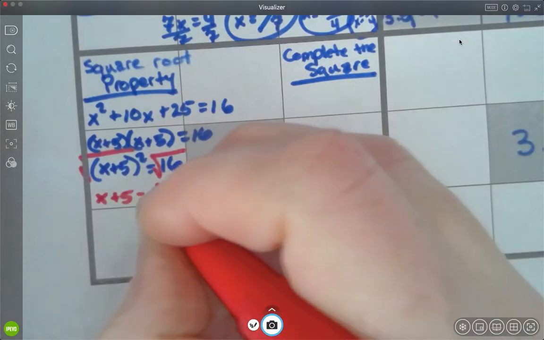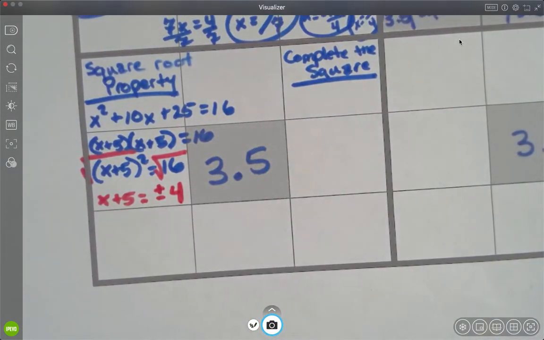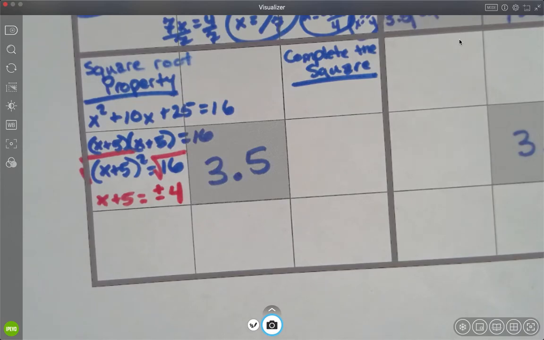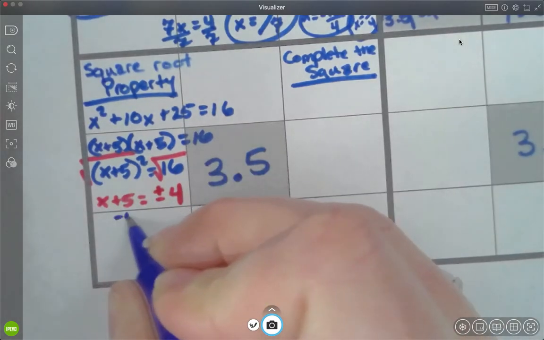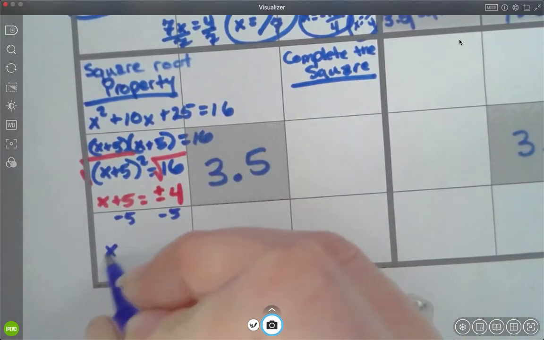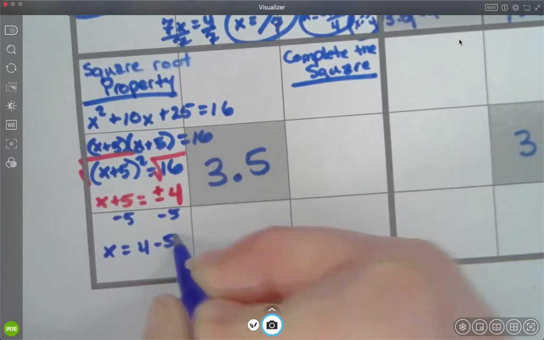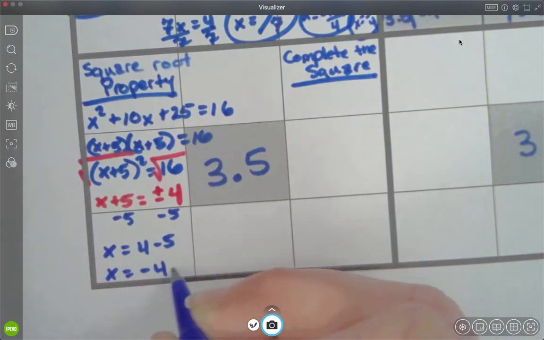You have to have both or it's wrong. Plus and minus 4, because 4 times 4 is 16, and negative 4 times negative 4 is also 16. Then what? Subtract the 5 over. Minus 5, minus 5. So we have that x equals 4 minus 5 and x equals negative 4 minus 5, right?